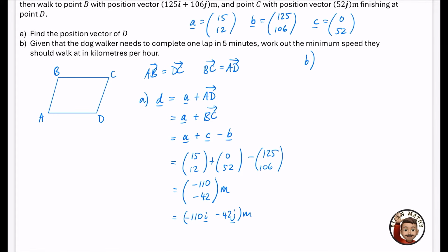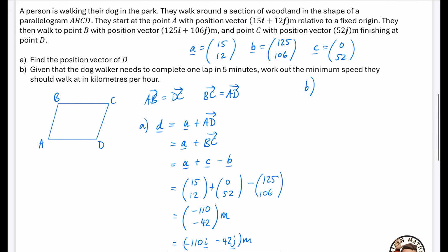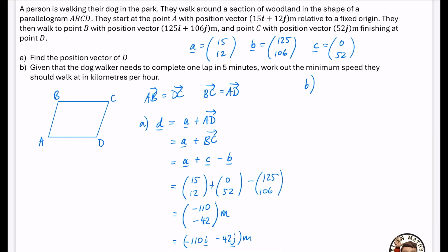Now for part b of the question, it says, given that the dog walker needs to complete 1 lap in 5 minutes, work out the minimum speed they should walk at in kilometers per hour. So we need to work out the complete distance around the outside. And we said something earlier. We've said this distance AB is the same as CD, and this distance BC is the same as the distance AD. So the distance is going to be equal to 2 lots of the AB distance plus 2 lots of the BC distance. So I will very quickly work out the vector AB, that is B minus A.